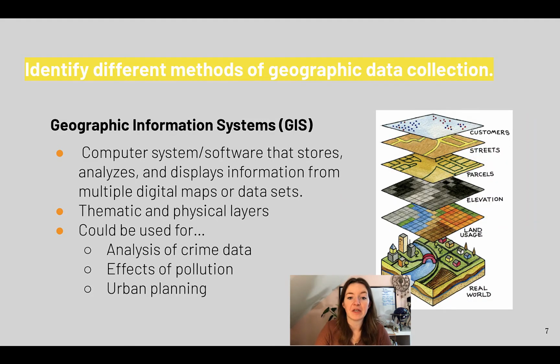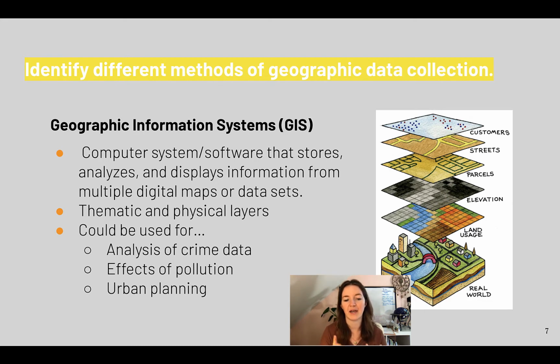So the first one we're looking at is GIS, Geographic Information Systems. And when you think GIS, what I want you to think is layers. So this is a computer software or system that is capturing, storing, analyzing, and displaying information from multiple digital maps or from multiple data sets. Basically, we're taking a whole bunch of things and layering them together to create a new map.